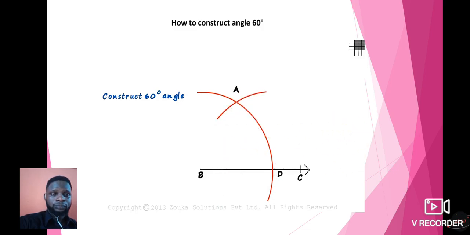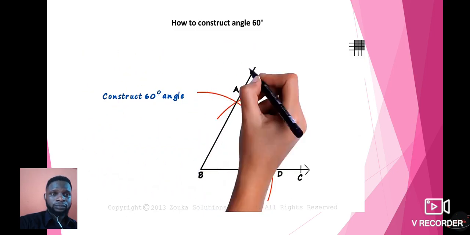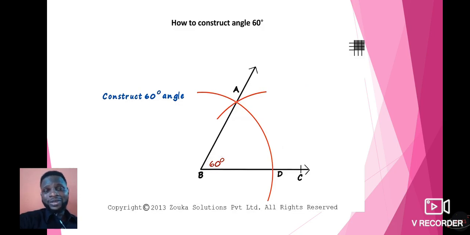To get the terminal arm, all we need to do is join points B and A. And we get ray BA as the terminal arm. The angle formed here will be 60 degrees. Measure of angle ABC is 60 degrees. The construction was really simple. We made an arc here, and without changing the width of the compass, we kept it here and made an arc intersecting the previous one. And we got a 60-degree angle. Okay, thank you so much.